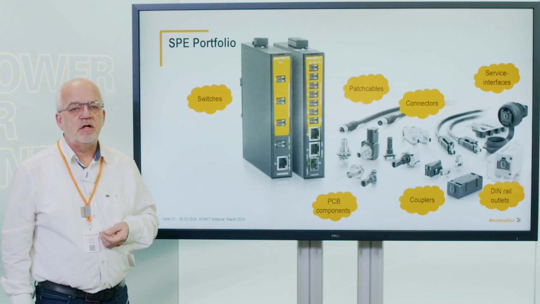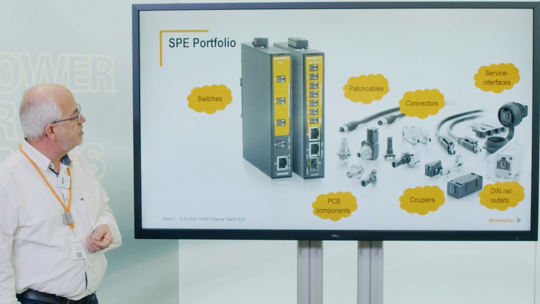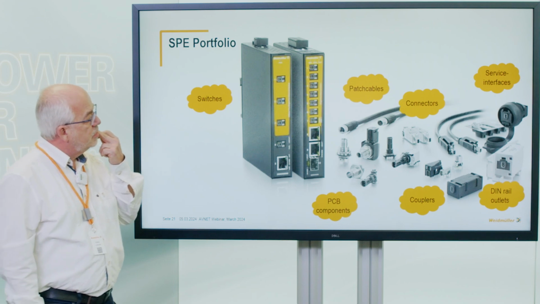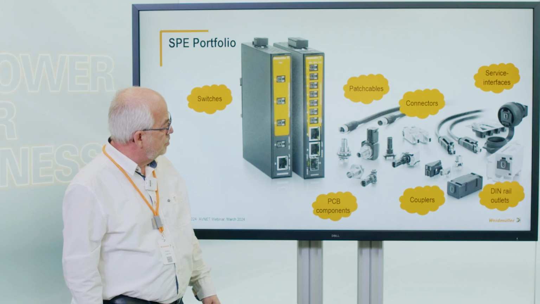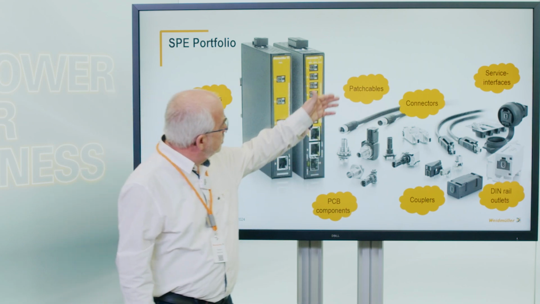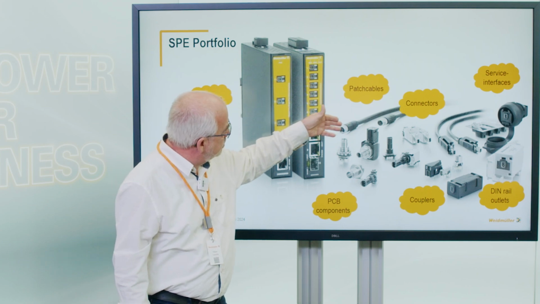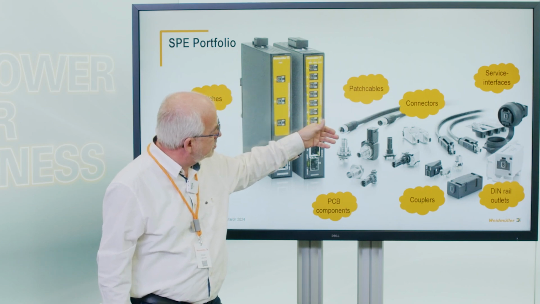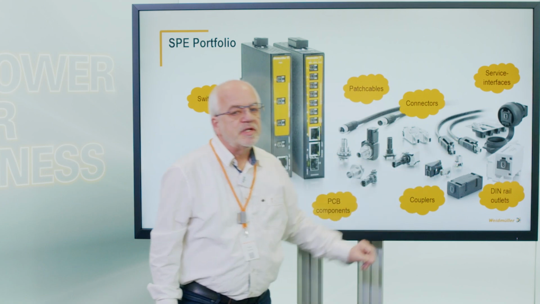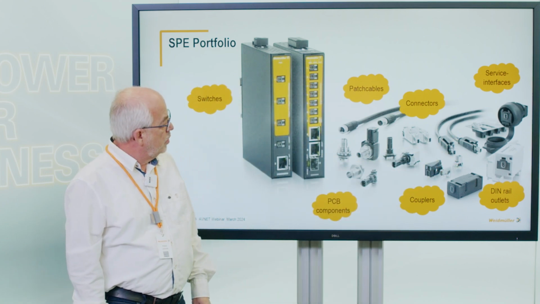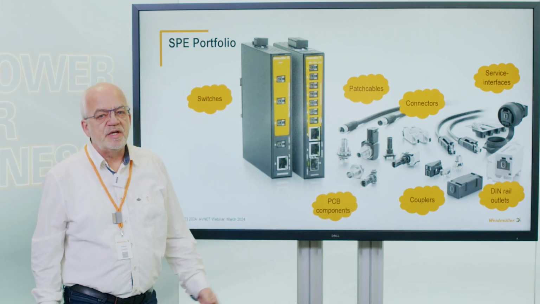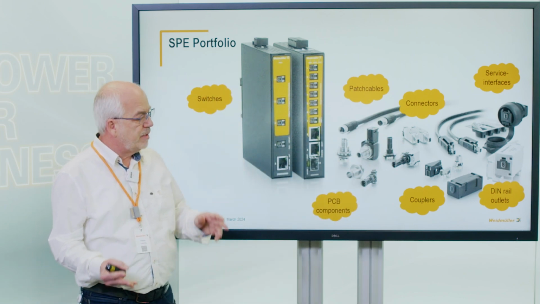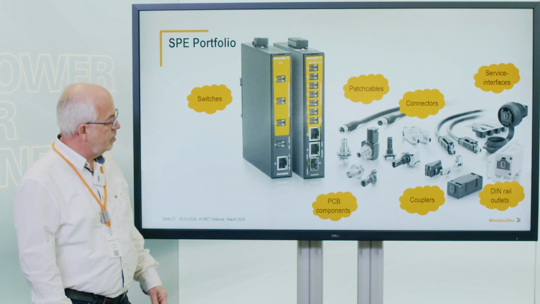Okay, let's have a look at our single pair Ethernet portfolio. You see on the right side we have a huge portfolio of components for the cabling infrastructure. You see patch cables for the field in M8, patch cables in IP67, and IP20 patch cables. We have a field attachable connector in IP20, which makes it very easy to make your own specific cable.